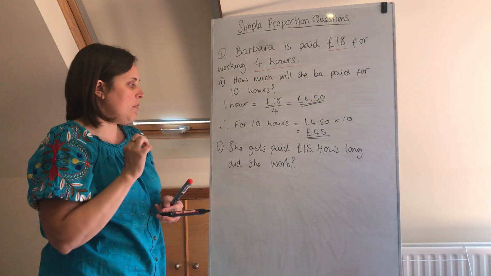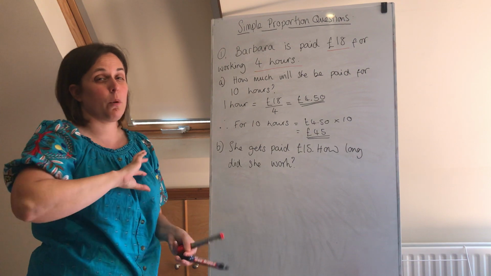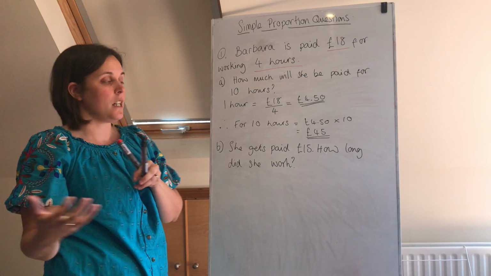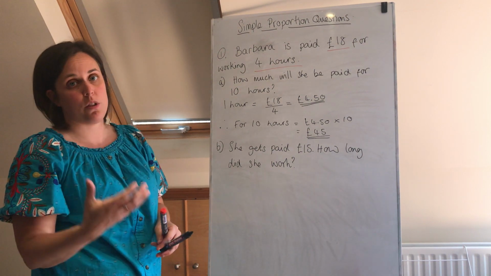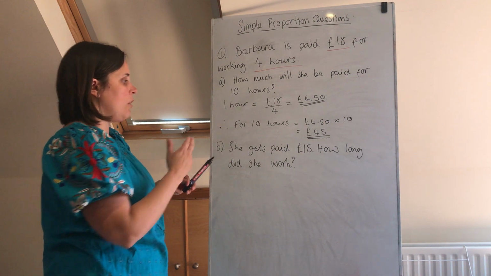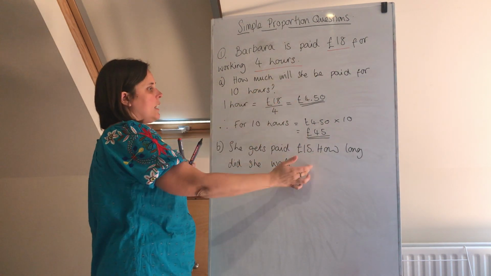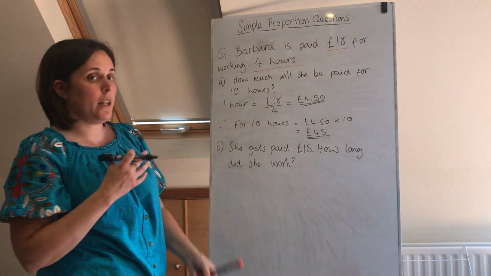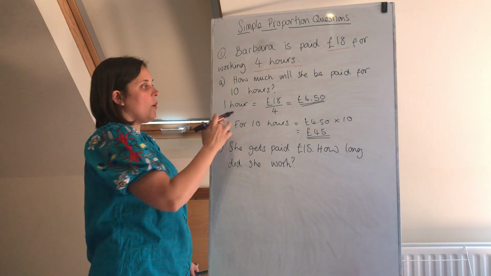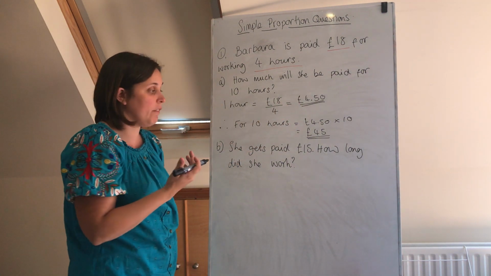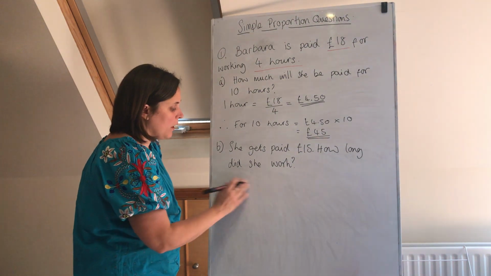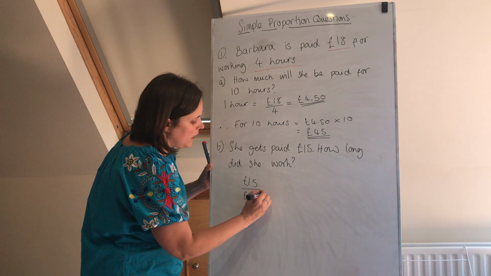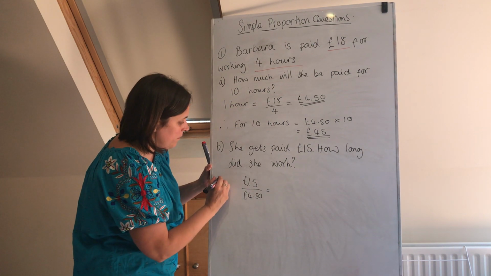Part B then, it now tells us that she gets paid £15, and this time the question's different because instead of working out how much she's going to get paid, what we've got to work out is how many hours she works. I think it's quite clear to see this isn't going to be a whole number of hours, so we're going to have to do a bit of working out. This time we know how much she gets paid per hour, and that's £4.50. So if we take our £15 and we divide it by £4.50, that tells us the number of hours.